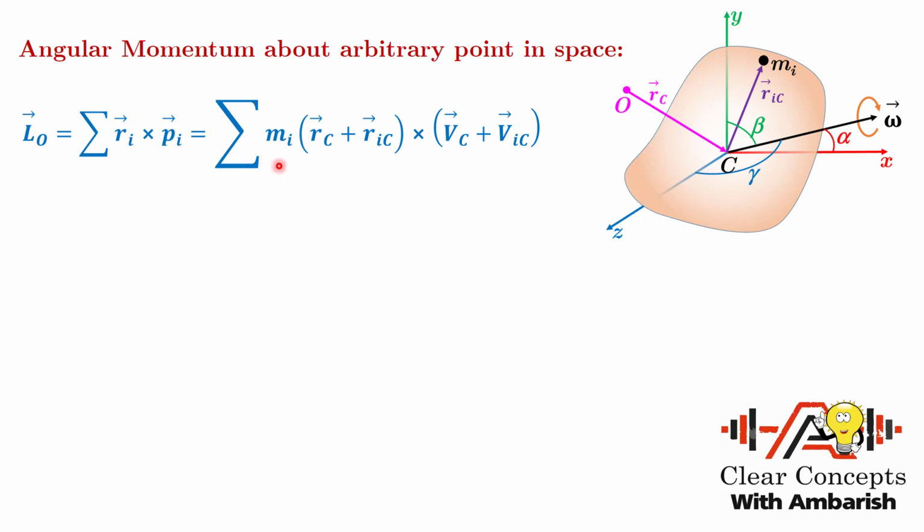So that's what I have written. Ri cross Pi is sigma Mi (Rc plus Ric) cross (Vc plus Vic). I hope you got this expression. I have broken it in terms of center of mass and relative to center of mass. Now if you expand this, what will you get?